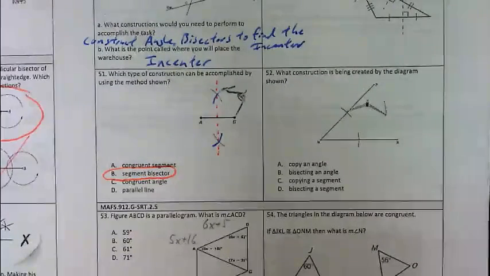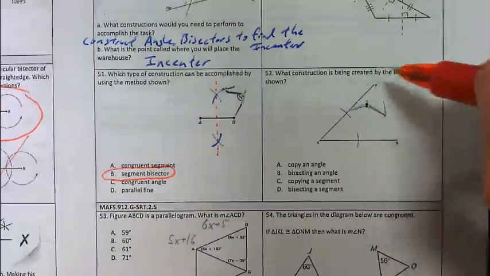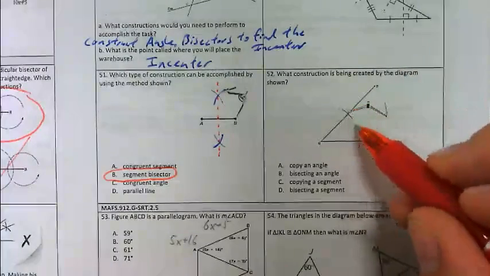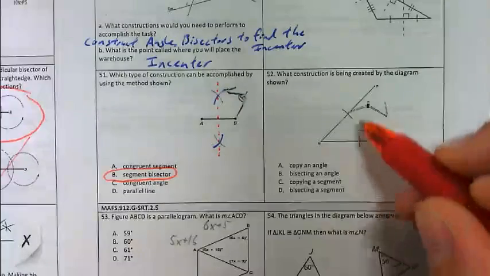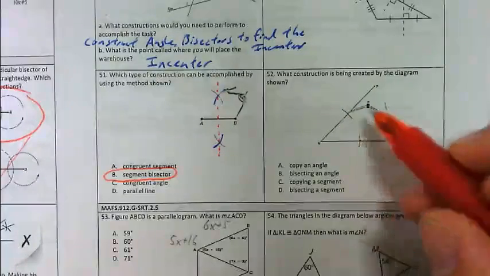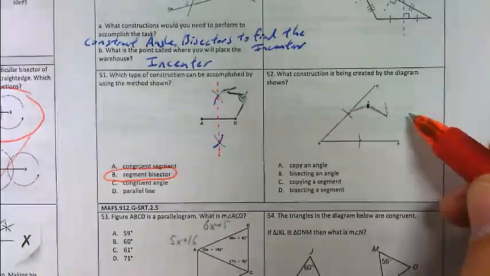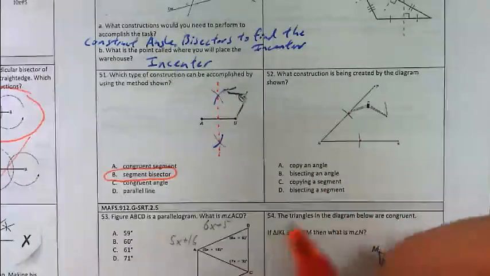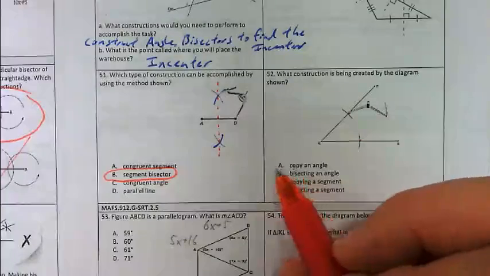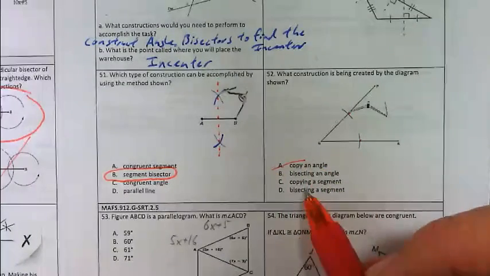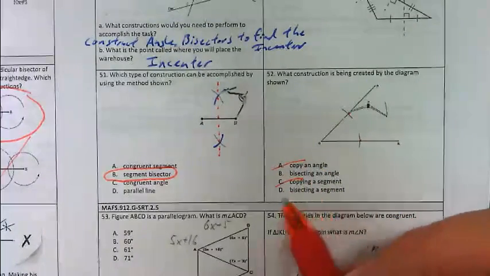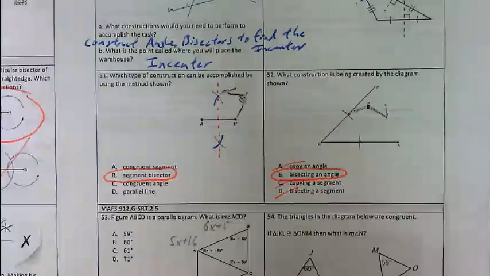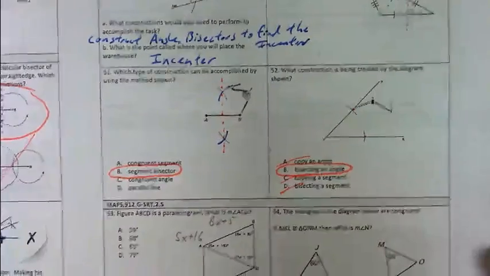On 51, what construction is being created by the diagram? So they swung an arc through both sides of the angle, and then from each of these points they're swinging arcs out here in front. So this would be an angle bisector. Let's see. Copying an angle? No. Copying a segment? No. Bisecting a segment? No. Bisecting an angle. Yep, they are creating the angle bisector. B is our correct answer there.